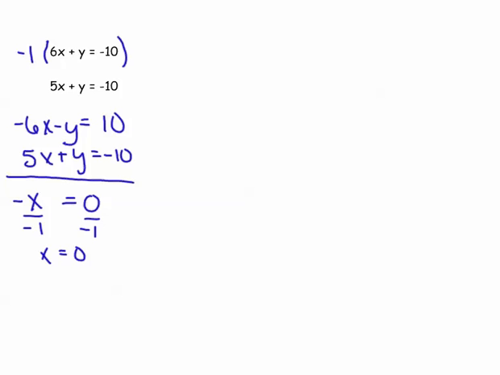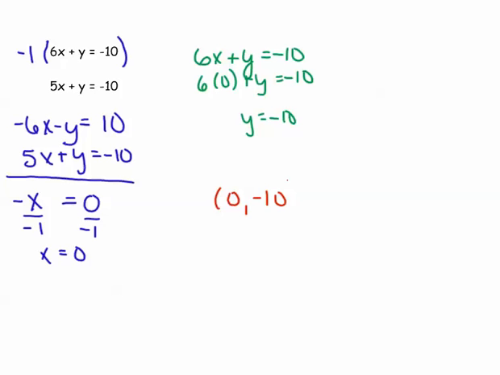So then we're going to take that 0. We're going to take one of the original equations. Doesn't matter which one. I'll go ahead and take the first one just so you can see what that looks like. We're going to take the +6x plus y equals the -10. We're going to substitute 0 for x. And so we'll get y equals -10. So the solution for our system is going to be 0, -10.